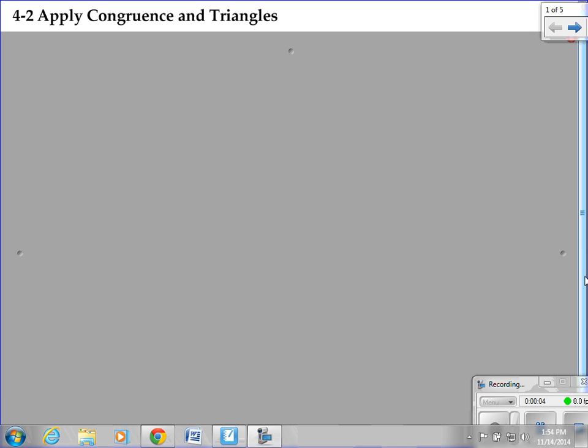So looking at 4-2, remember we're in our proof chapter. So we're going to start talking about the things that make triangles congruent. Those are what all of our proofs are going to be focused around. And we're just going to talk about the nuts and bolts of how do we prove that shapes are congruent. We're going to specifically focus on triangles in this chapter. And we're going to learn some shortcuts on proving that triangles are congruent. But we'll learn those in the upcoming sections.